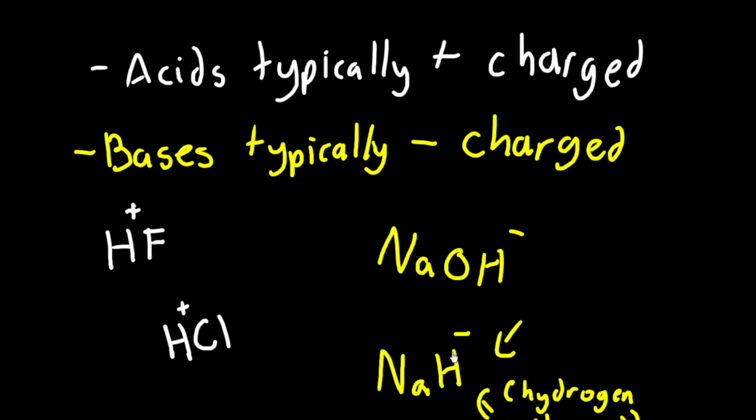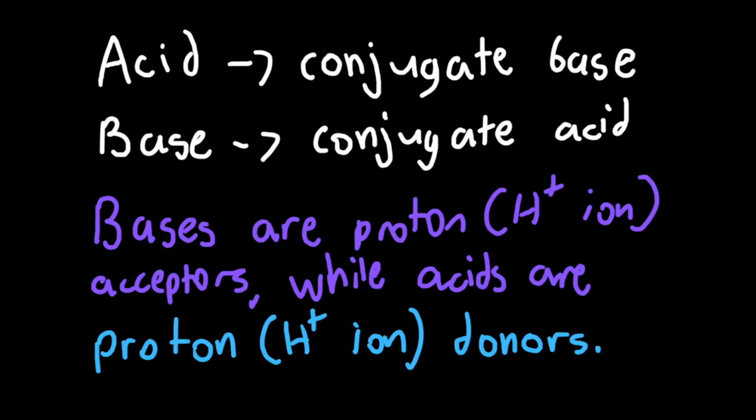And in the case of bases, the hydrogen charge is going to be negative because sodium is a positive charge, and so to bond with it, hydrogen is going to have to be negative. So acids in a reaction typically form the conjugate base, and bases typically form the conjugate acid.